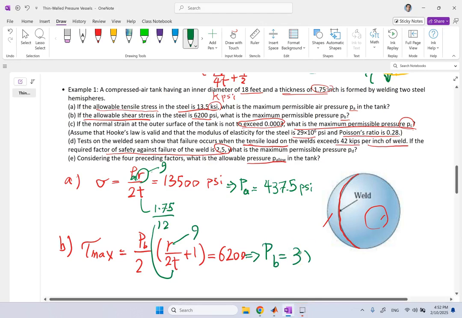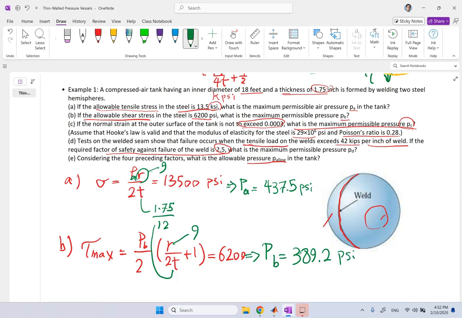So the number is going to be 389.2 psi. Okay, now if you look at the book, it's 401.9 because this portion is not considered. But you see, if I consider that, I should go with a little bit smaller pressure.